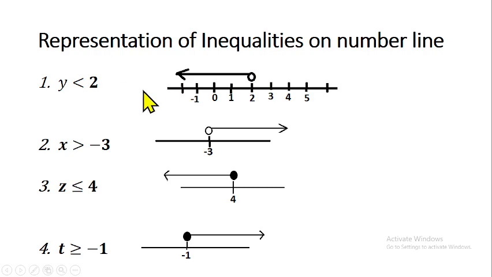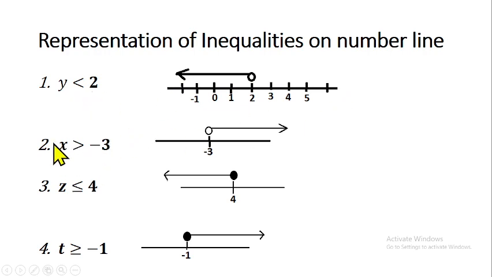Those numbers that are less than 2, they are 1, 0, -1, -2, -3, -4, and so on. So those numbers that are less than 2 are at this side. That's why the arrow is facing this side like this. So that's how to represent this on a number line.